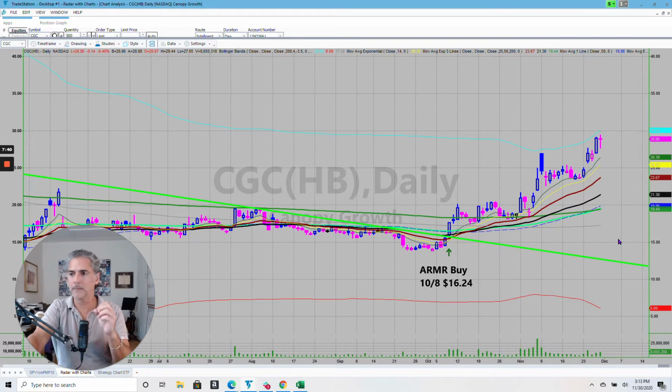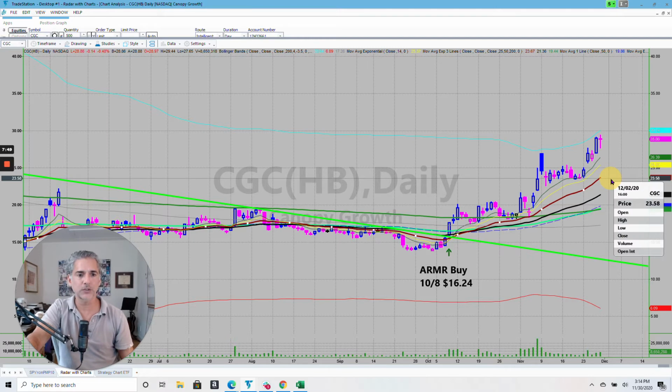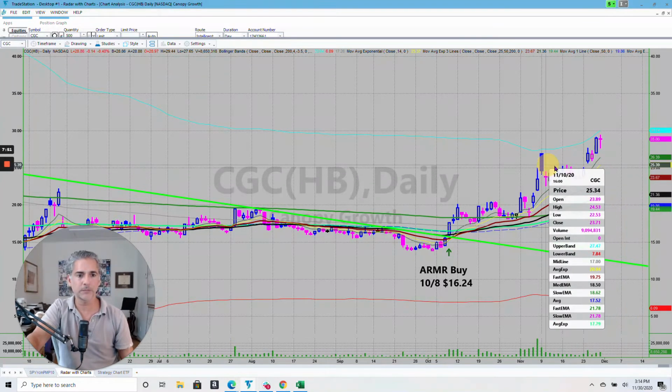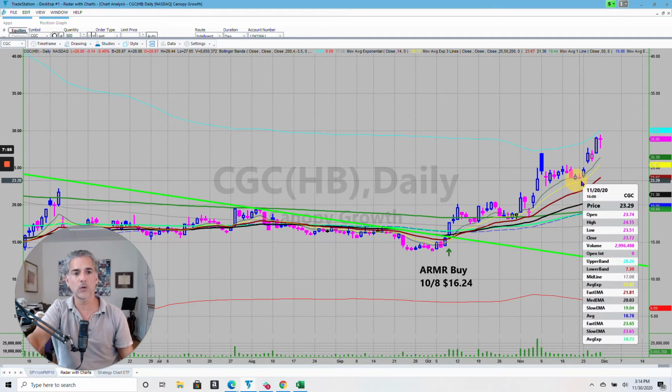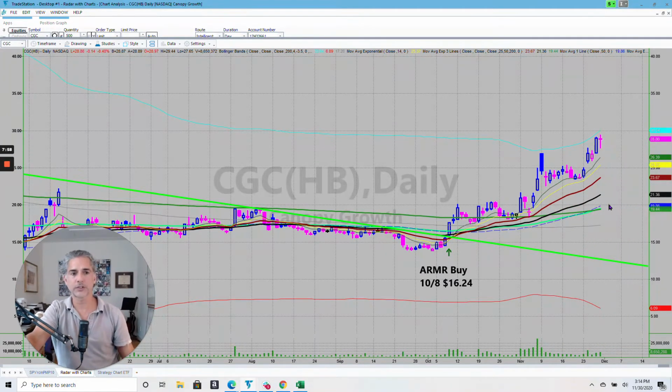So what I'll tell you here is I'm using the 25-day on Canopy Growth because it also coincides with structure, which happens to be this pennant formation that it just broke out of. As long as it stays above the low of that formation, I'll stay with the stock.